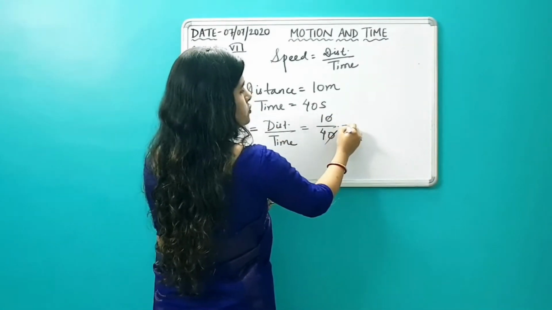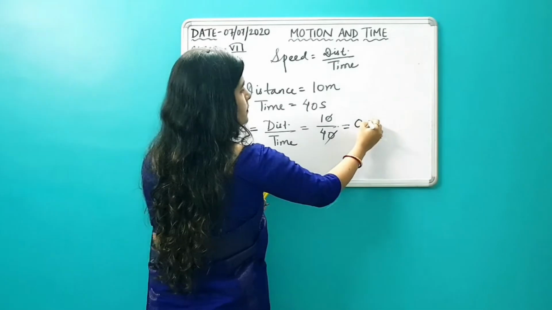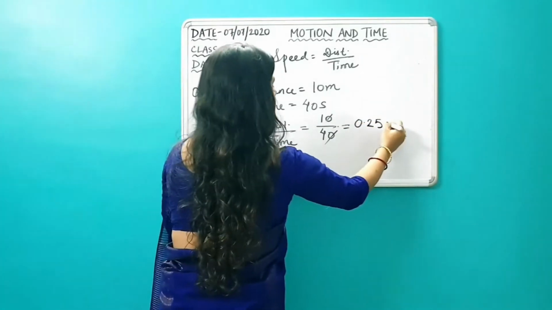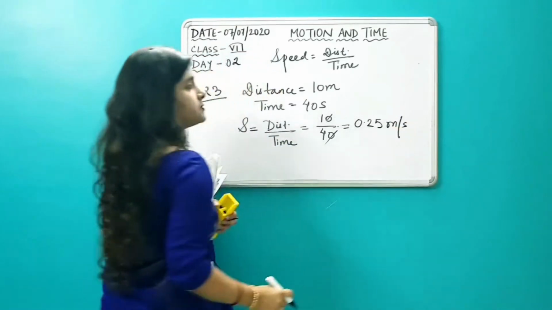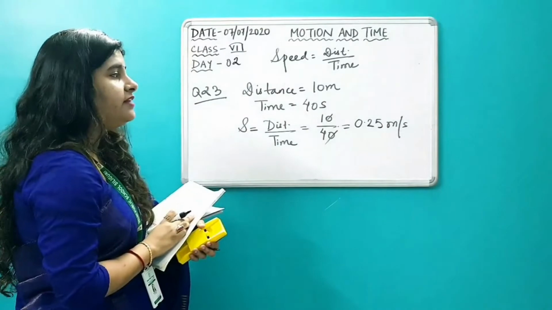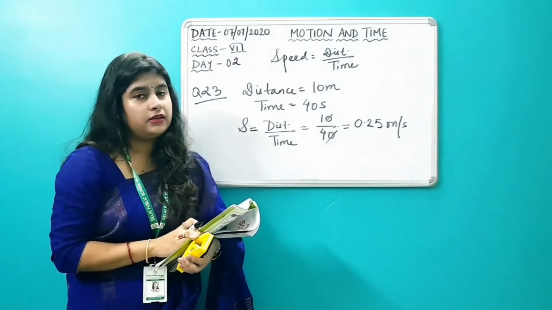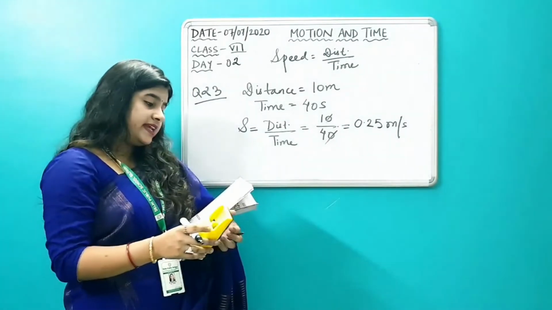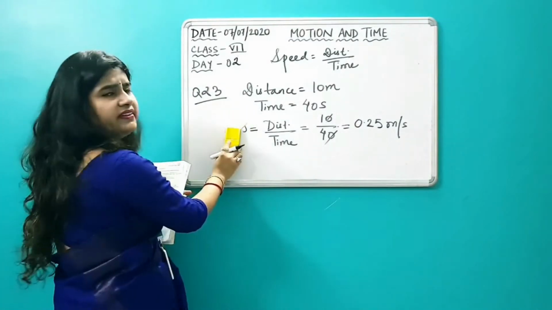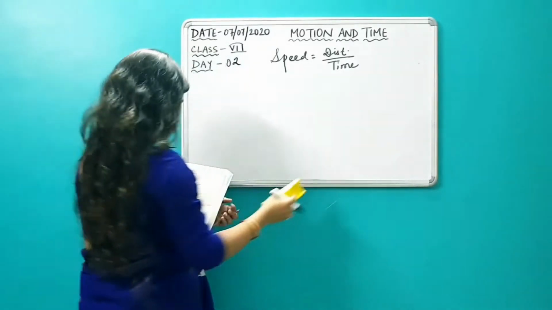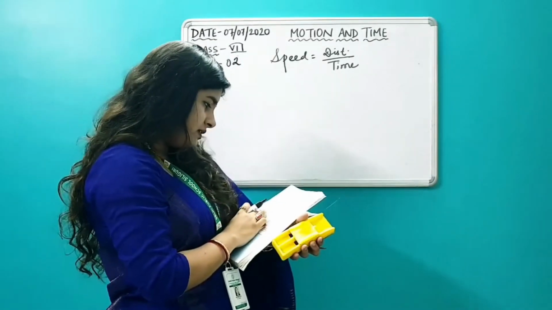So that comes to 1 by 4, that is 0.25 meter per second. So the speed of the boy is 0.25 meter per second. Alright. Moving on to the next question. This was a very simple sum from your book, question number 23. Moving on to another question.